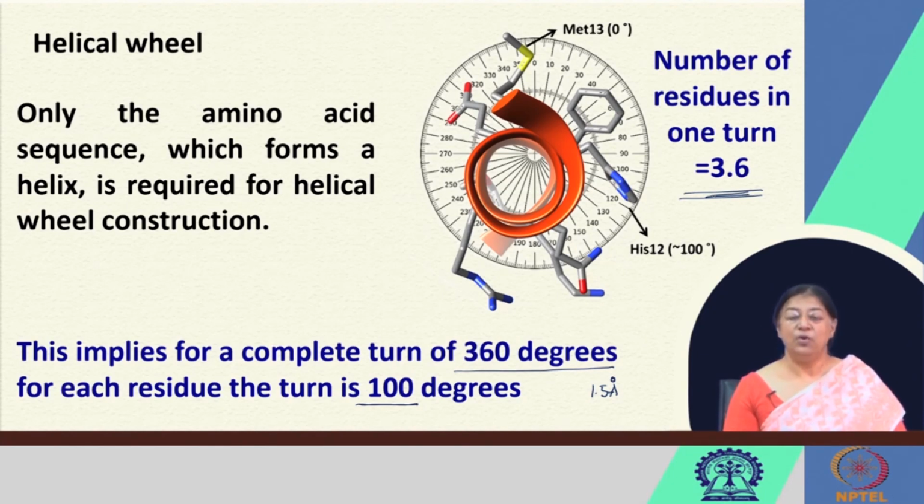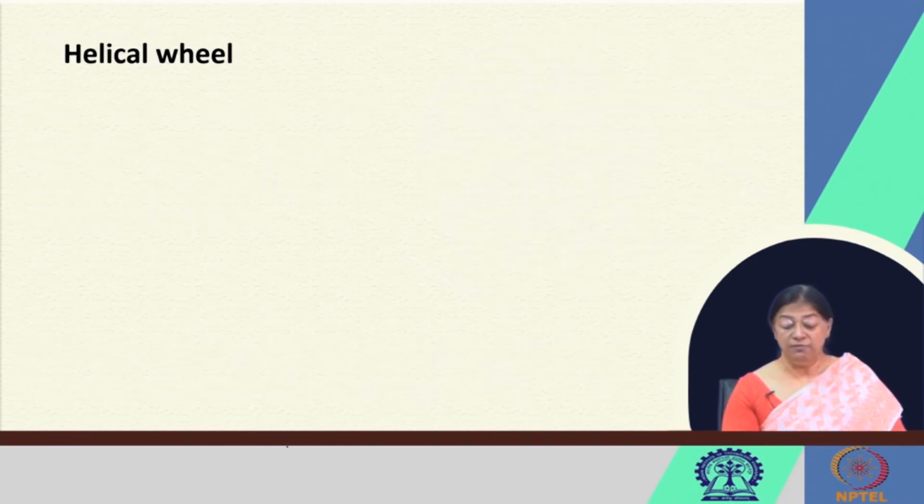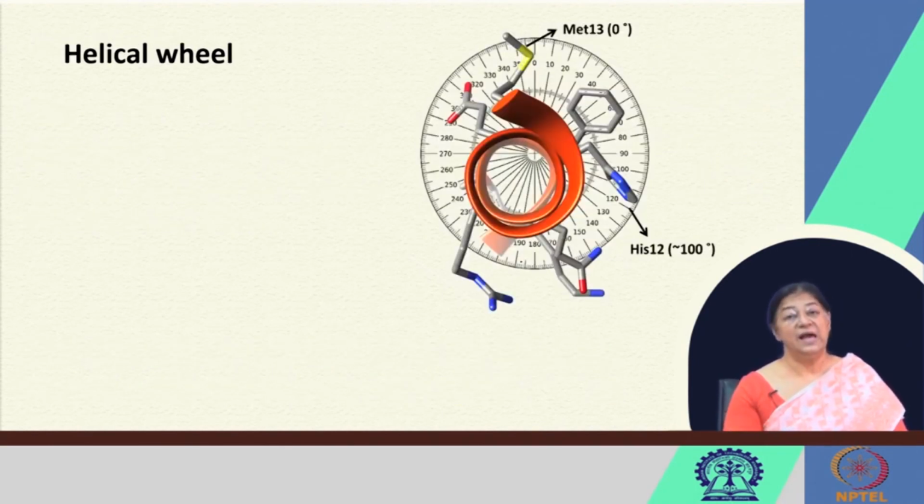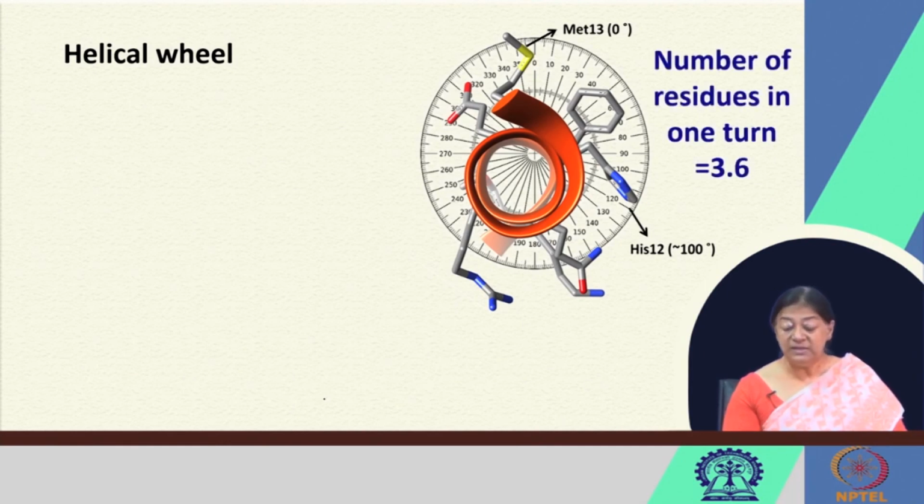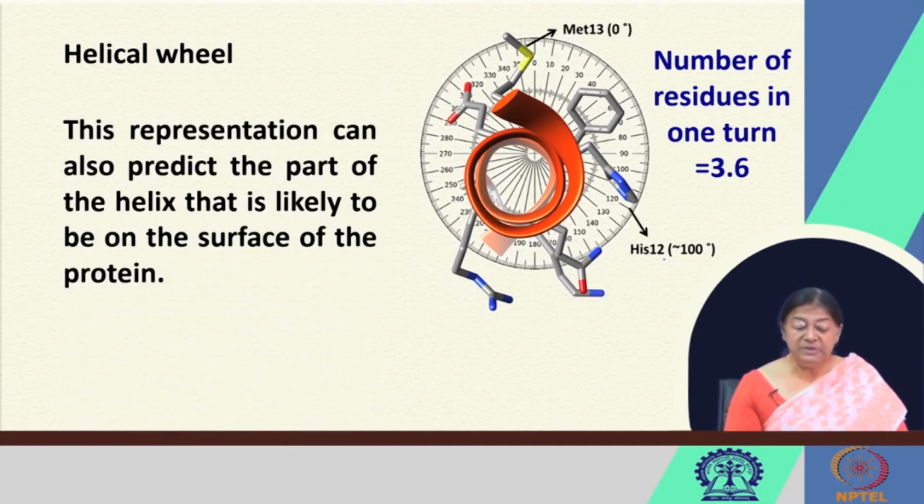Now let us look at the disposition of the side chains. They are all away from the helical axis. What do we mean by this? We mean that when we are looking down the helix, if we have a specific residue and we want to look at the location of the next residue in the helix, it is going to be 100 degrees away. So, the representation can also predict which part of the helix is likely to be on the surface of the protein.